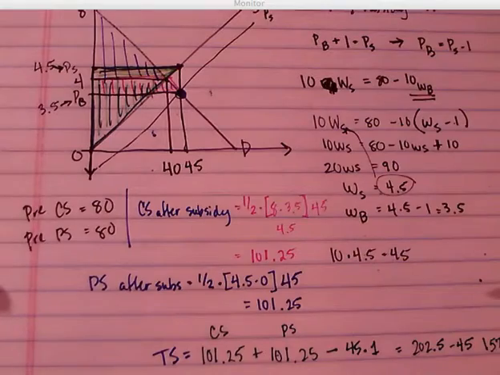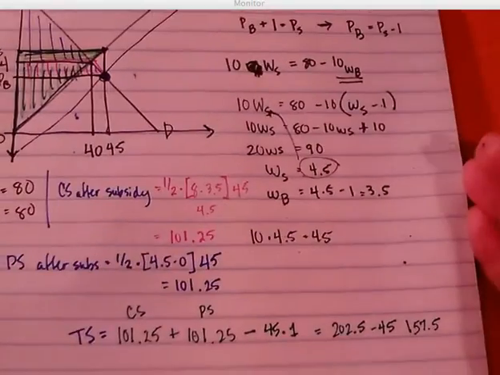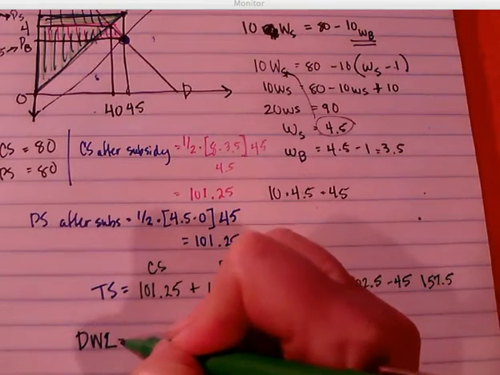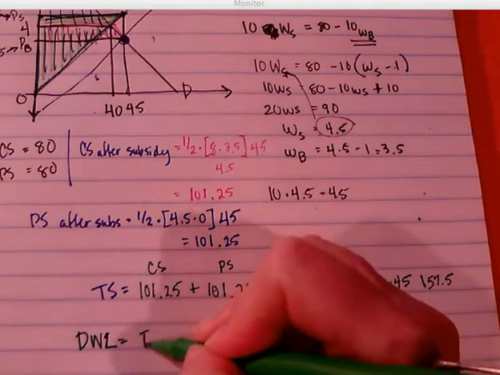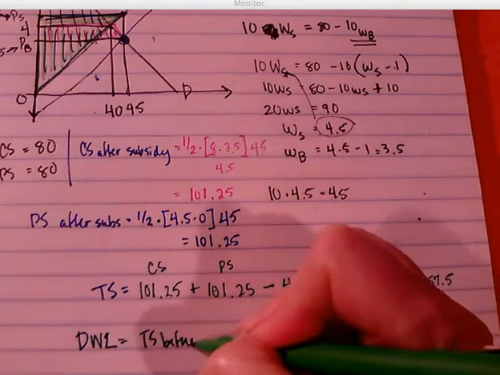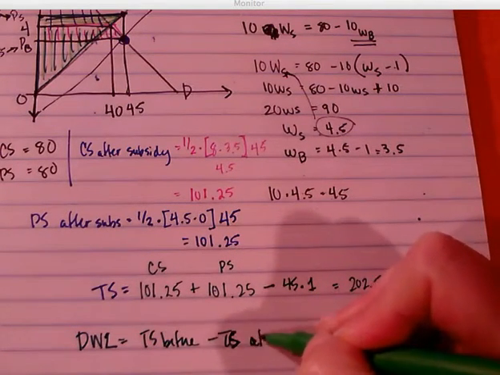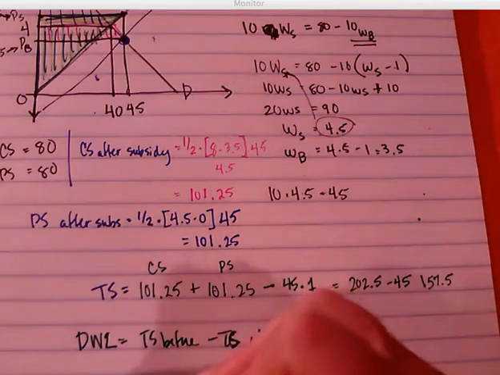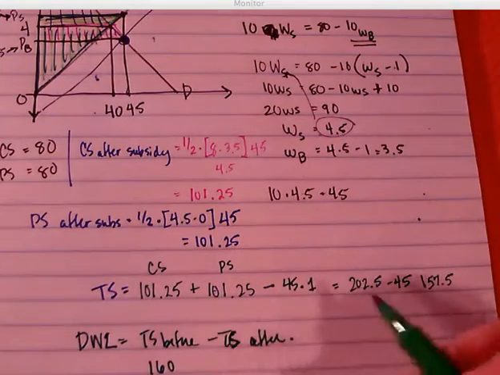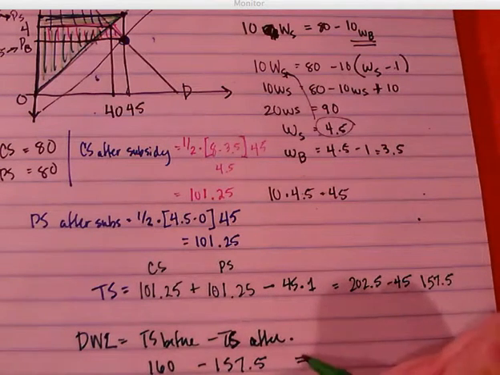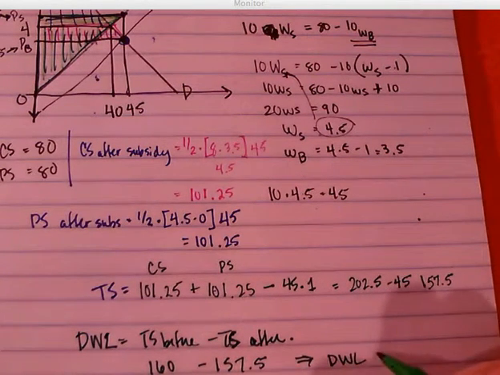And if we want to think then about the deadweight loss, right, so the deadweight loss is the difference between total surplus before and after. And so total surplus before, see, total surplus after. Total surplus before was 160, and total surplus after is 157.5. So we've got deadweight loss of 2.5.